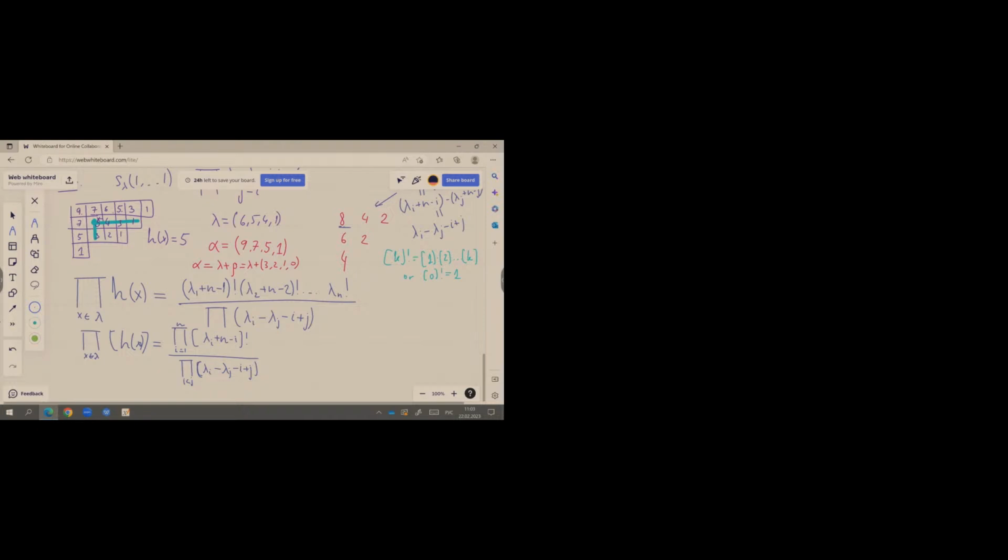Okay, and what else do we need to do? Well, we can now take this expression for the denominator here and substitute it into that formula upstairs.